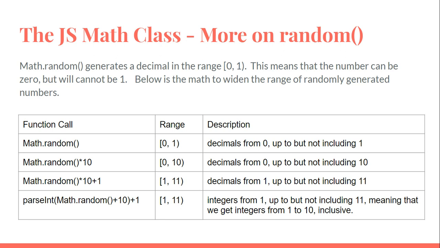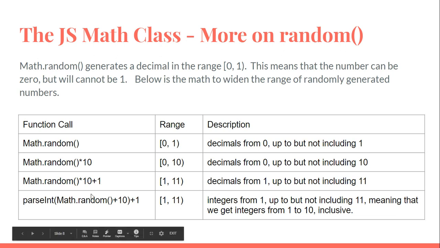If I want to widen that range, here's a couple things that I could do. For example, if I took Math.random and multiplied by 10, now my range goes from 0 to 10. Decimals from 0 up to but not including 10. Notice I'm not putting anything inside the parentheses of the random function. The random function doesn't take any parameters, but I can take its result and multiply it by 10. If I take that result and add 1 to it, now I'm going from 1 to 11. That gives me decimals from 1 up to but not including 11.